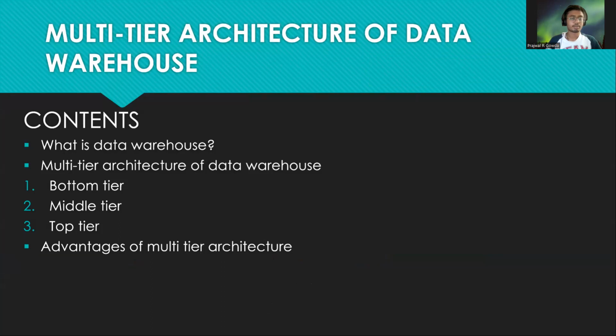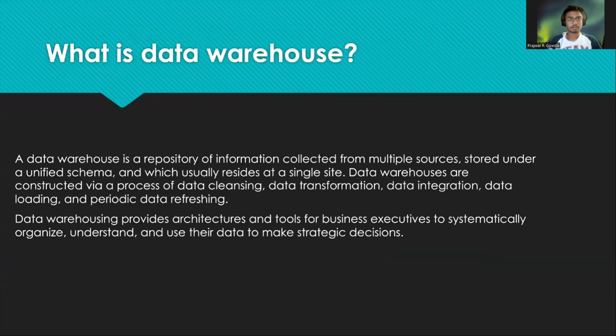The contents we are going to discuss in this video are: what is data warehouse, multi-tier architecture of data warehouse, advantages of multi-tier architecture. What is data warehouse? A data warehouse is a repository of information collected from multiple sources, stored under a unified schema, and which usually resides at a single site.